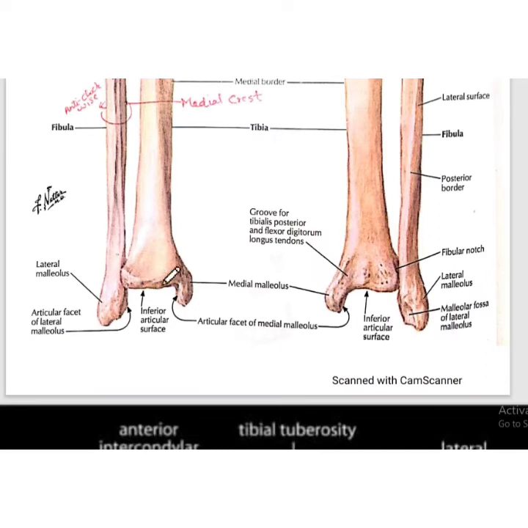Its lower end is expanded from side to side and it is projected downward medially. This downward projection is called medial malleolus. And laterally it consists of a depressed area. This depressed area is named as fibular notch. Through this notch, tibia articulates with fibula.